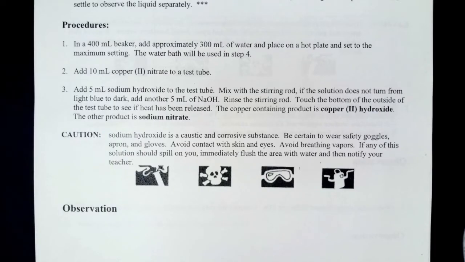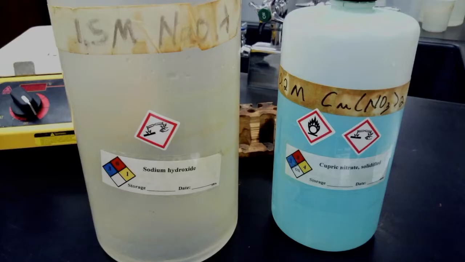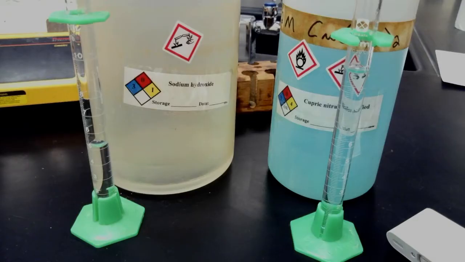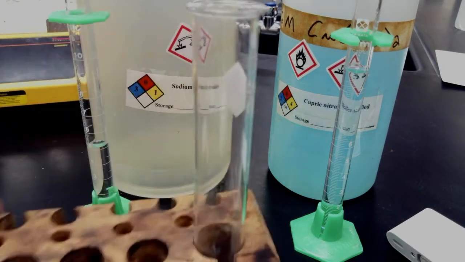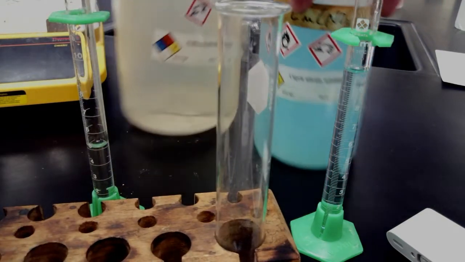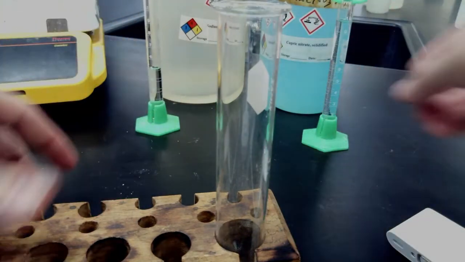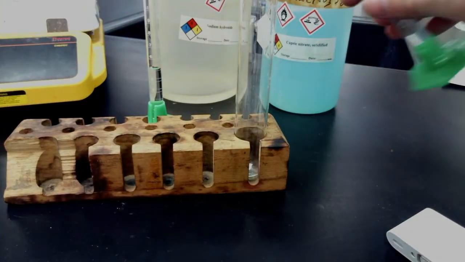Now the next step is you're going to mix copper nitrate and sodium hydroxide. So you've got sodium hydroxide and copper nitrate here. You can see 1.5 molar sodium hydroxide and 0.2 molar copper nitrate. We've got the volumes measured out in the graduated cylinders here: 5 milliliters of sodium hydroxide, 10 milliliters of copper nitrate, and we are going to mix them.